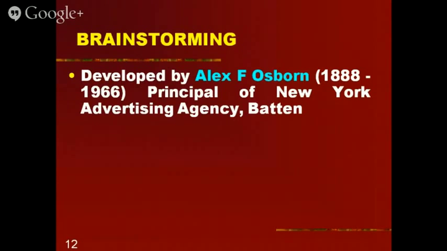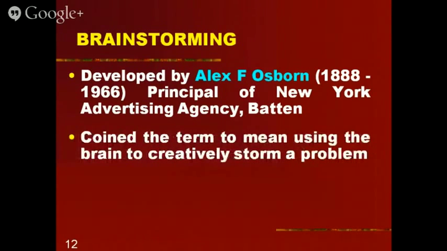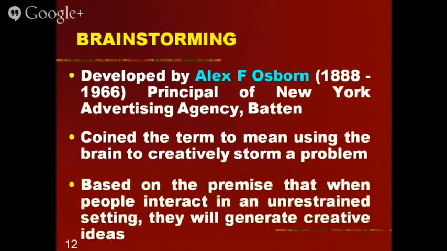So let's see. This was developed by Alex Osborn, principal of a New York advertising agency. He coined this term, which means using the brain to creatively storm a problem and find solutions. It is based on the premise that when people interact in an unrestrained setting, they will generate creative ideas. Why are we not creative? What do you mean by creativity? You must have heard this word a lot. That person starts to be creative.